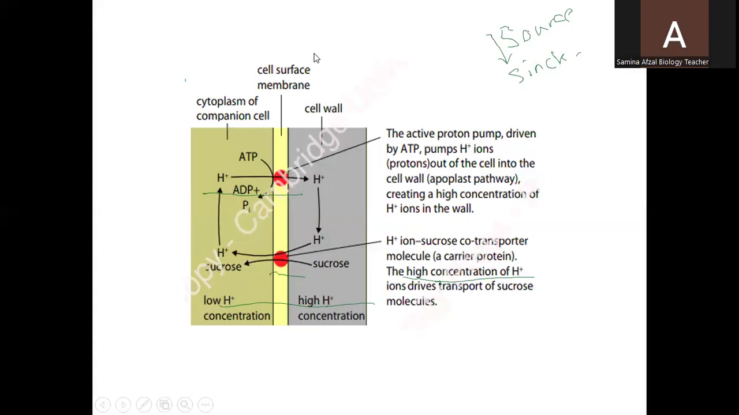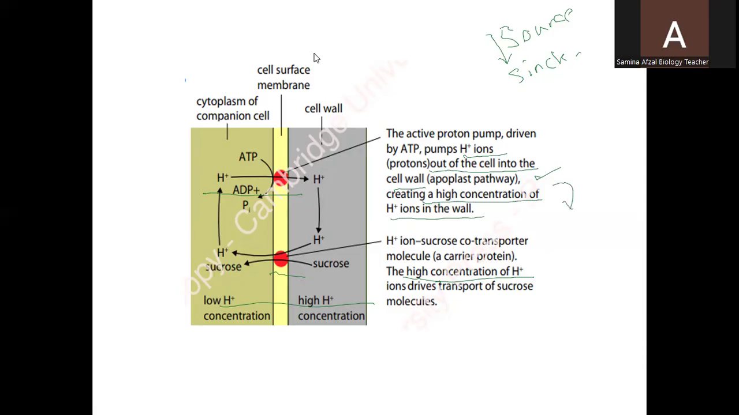So in this diagram, you can see how the hydrogen ions are moved out of the companion cell. The active proton pump is driven by ATP, so ATP is used for this process. It pumps the hydrogen ions, or protons, out of the cell into the cell wall apoplast pathway, creating a high concentration of hydrogen ions in the wall.